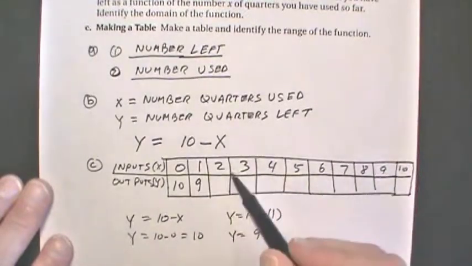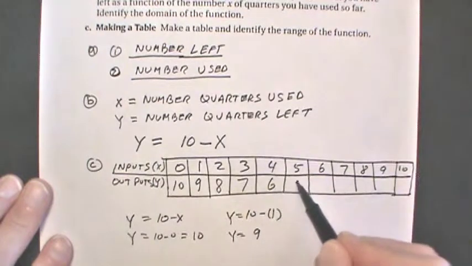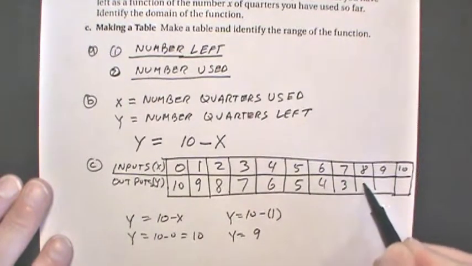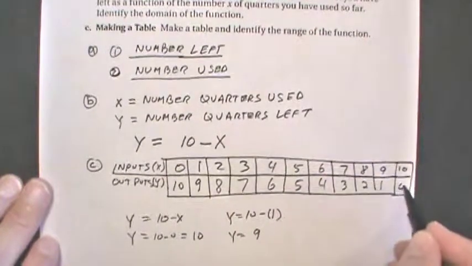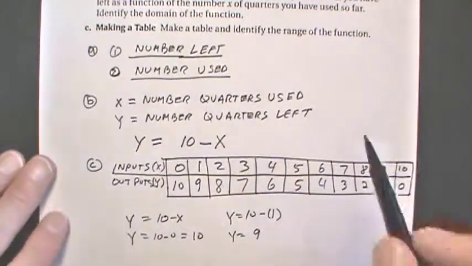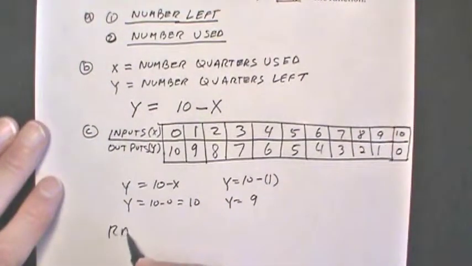So going through all these inputs here, of course we have 10 minus 2, and these guys will just count down. Finally, if we've used all 10 of them, we have 10 minus 10, we have 0 left. And it asks us to identify the range. The range are our outputs. So let's put them in increasing order.